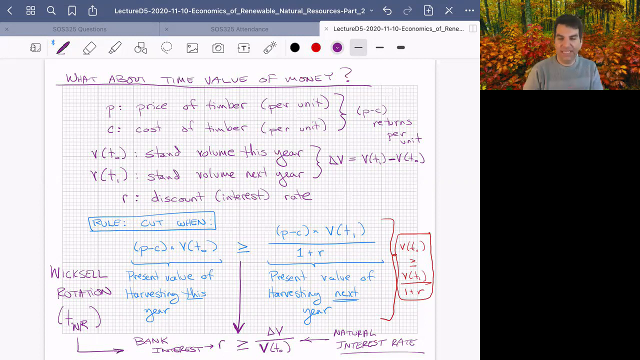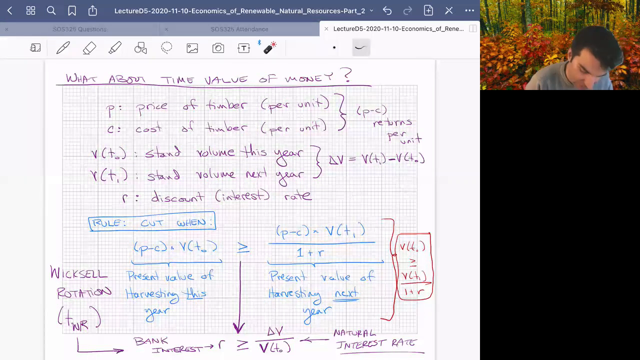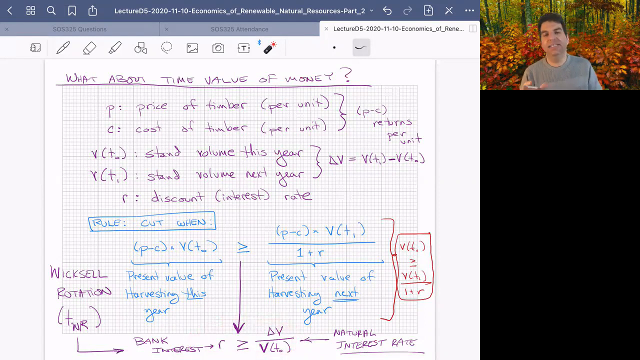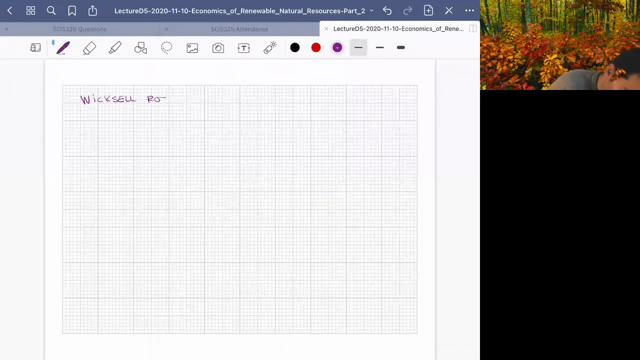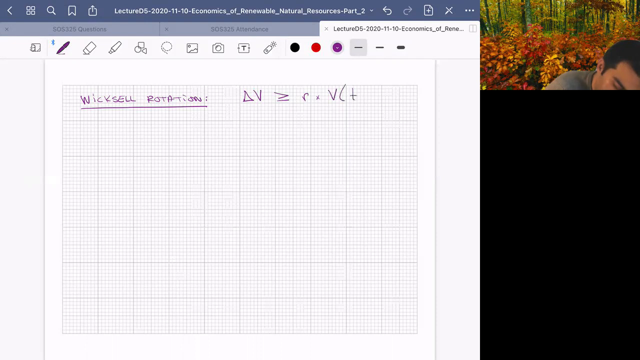And if I take that Wicksell, so I'm going to go to the next page, but I'm going to focus on this thing down here. I'm just going to rewrite that just so it has a delta V on the left-hand side, okay? And so another way to write the Wicksell rotation is to say it's when delta V is greater than or equal to R times V over TWR.